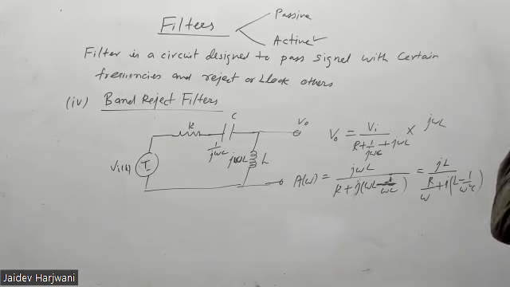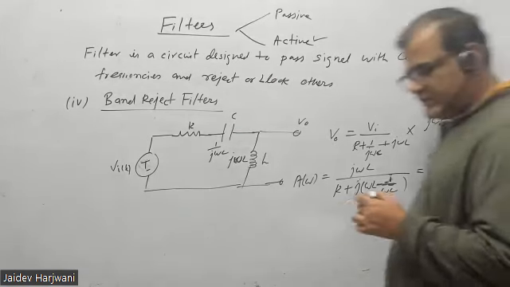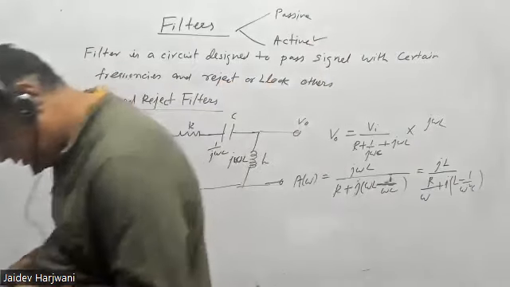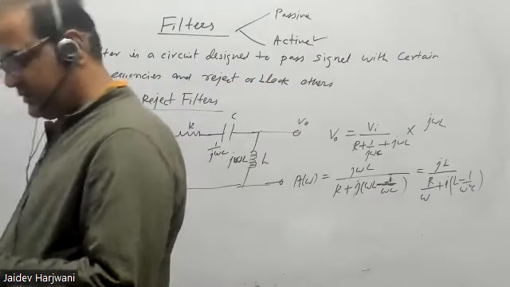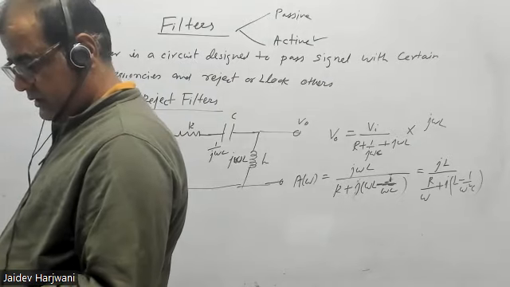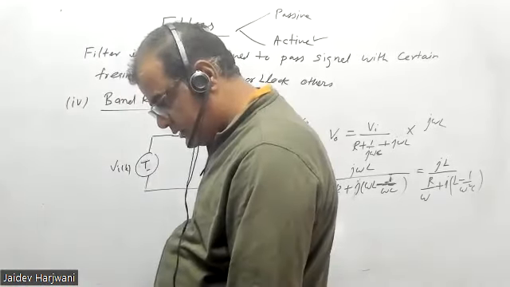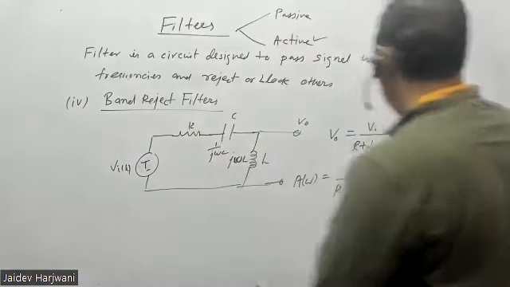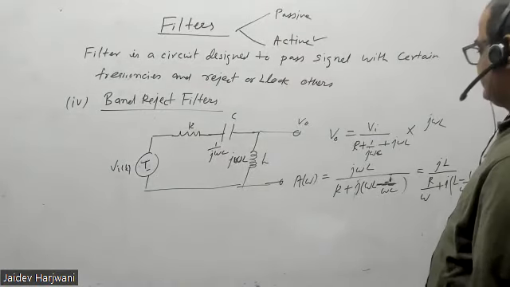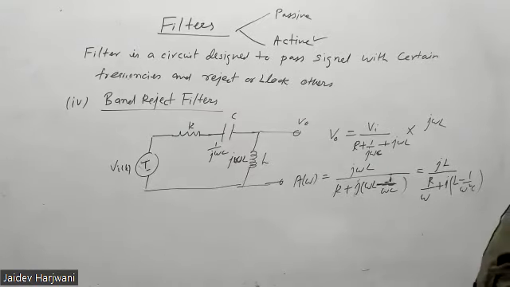Can I write like this or no? How to write this expression so that we can explain? Yes sir, can write. Yes, we could write this by bringing omega down. We can write it like this, omega. We have cancelled it, okay, omega.